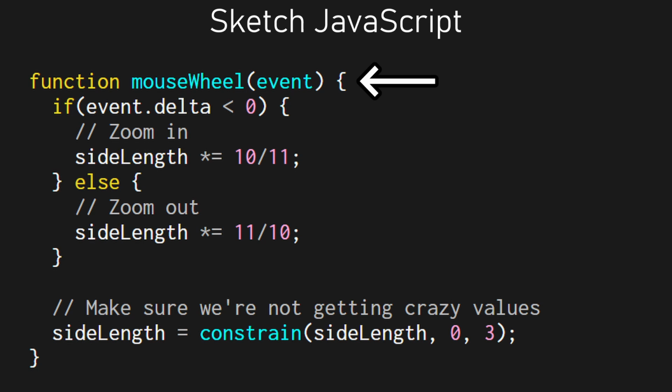P5js gives us a mouse wheel function, and it takes in an event, and this gets triggered every time the mouse wheel is scrolled. And we can look at the delta on the event, and this tells us which direction the mouse has been scrolled in. So if we are zooming in, the delta will be less than 0 and we can make the side length smaller. And if we're zooming out, the delta will be greater than 0 and we can make the side length longer. And then lastly, we constrain the side length to make sure it doesn't go into crazy values.